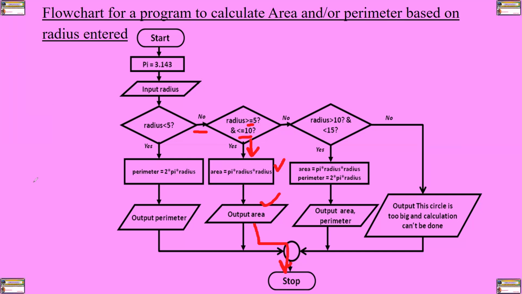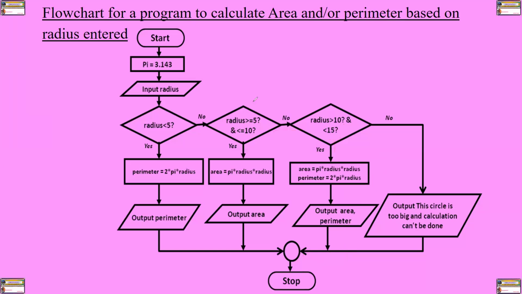However, if the value entered is not between 5 and 10, then we go to that condition. We check: is the value which has been entered more than 10 but less than 15, that means between 10 and 15? If that is true, if the value entered is, for example, 11, then the processor will compute the area and perimeter of the circle and display them on the screen and end the program.